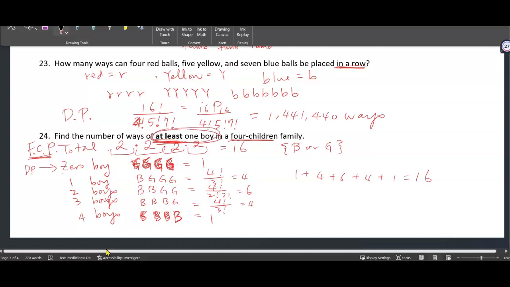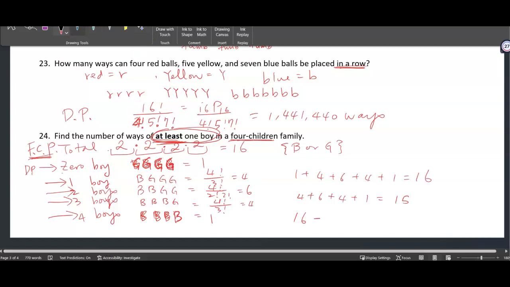So the fundamental counting principle does give us the total, but when it says at least one boy, which ones are counted as at least one boy, right? 1 boy is at least 1 boy, 2 boy is at least 1 boy, 3 boy is at least 1 boy, 4 boy is at least 1 boy. So the at least 1 boy is what? 4 plus 6 plus 4 plus 1, so that's 15, right? Is that 15? Or you can use the total, subtract the complement.